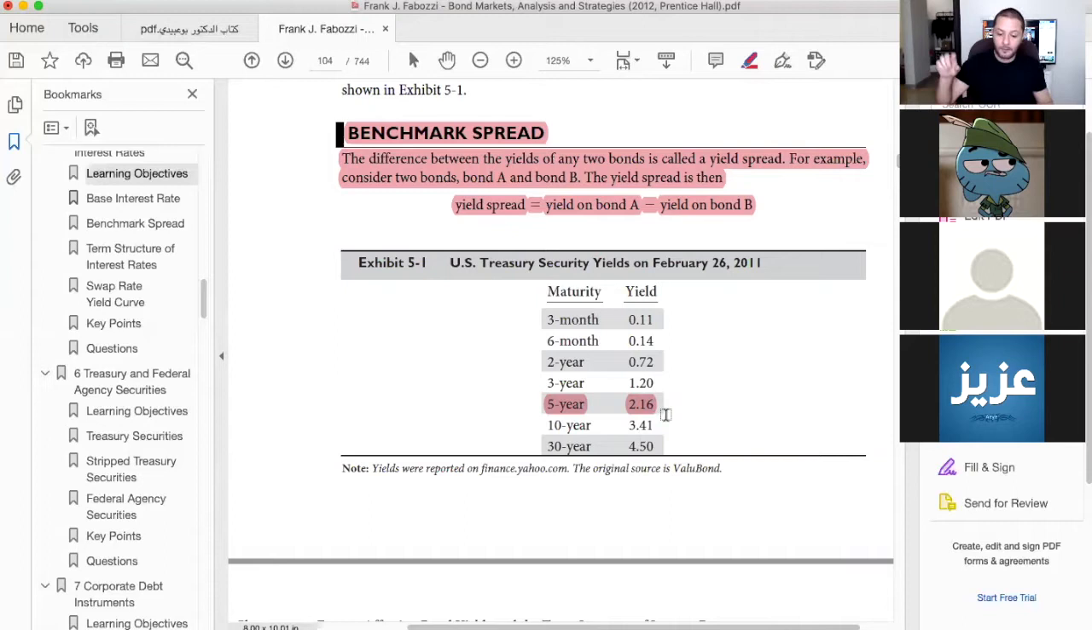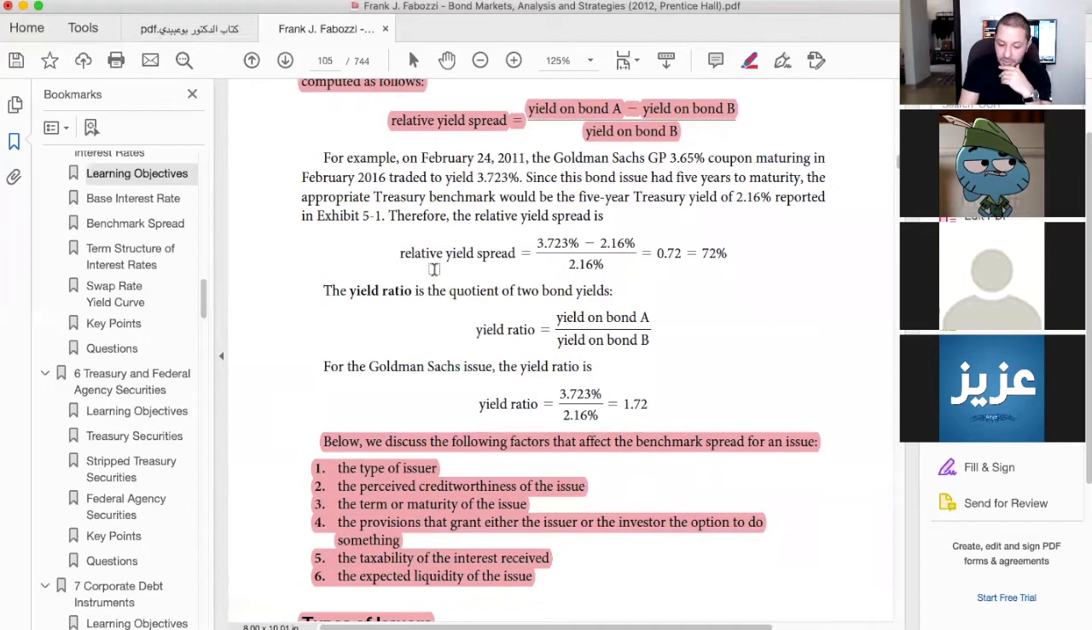So we have to consider a corporate bond with the same maturity, which we can call an equivalent corporate bond, and compute the difference of yields between these two bonds, or what you can also call the yield spread. So the yield spread between Goldman Sachs and the US securities is equal to 3.723%, which is the Goldman Sachs yield, minus 2.16%, which is the equivalent US Treasury yield, equal to 72 basis points. This means that the yield to maturity offered by Goldman Sachs is higher by 72 basis points compared to an equivalent US Treasury security.